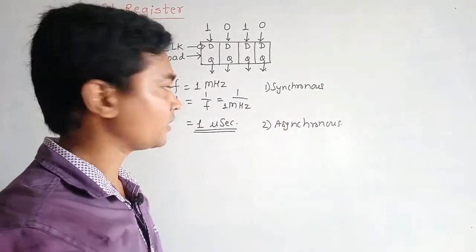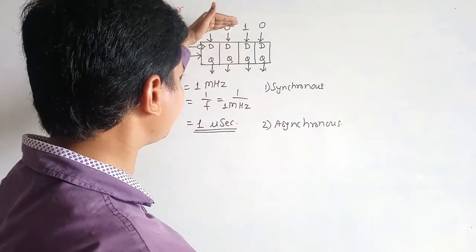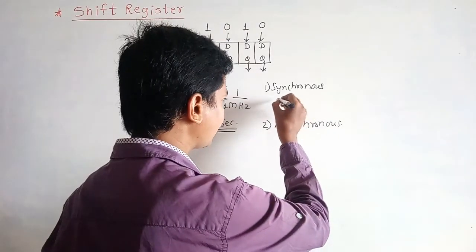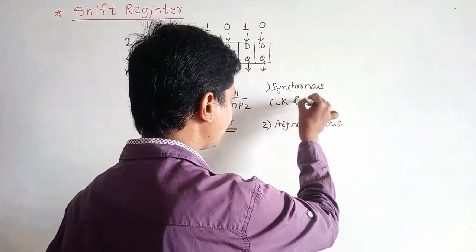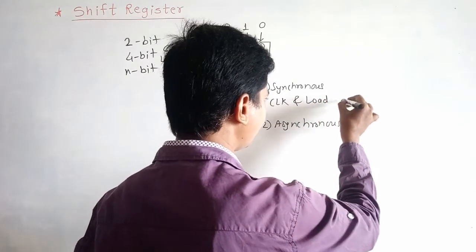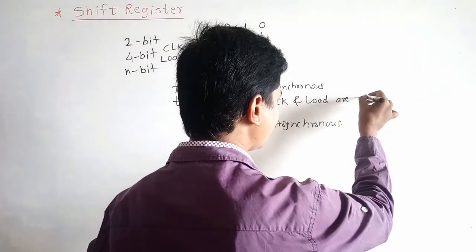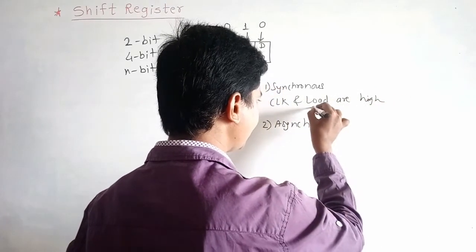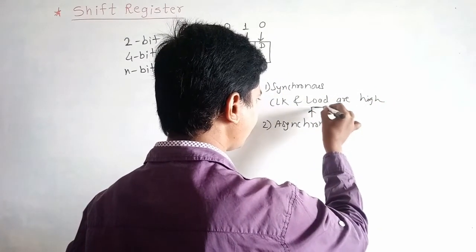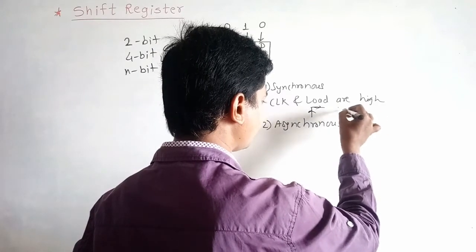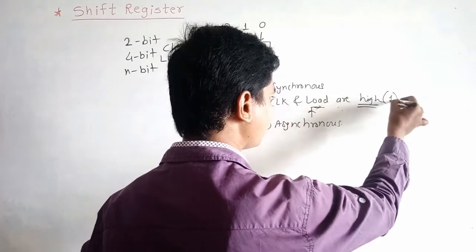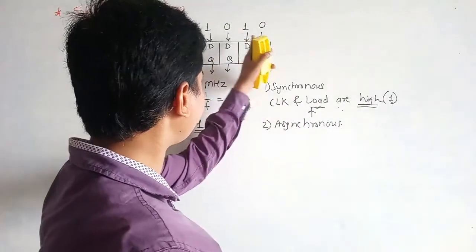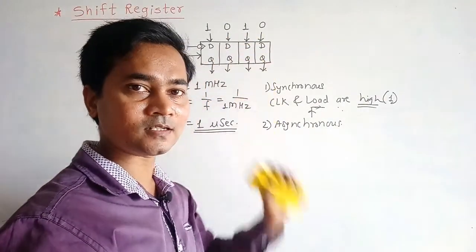Synchronous means the input data will be shifted to the output side when the clock and load are high, or at the positive edge, or logic 1. So this high indicates logic 1. Both signals should be high. At that time only, the input data, that is 1010, will be shifted to its output.